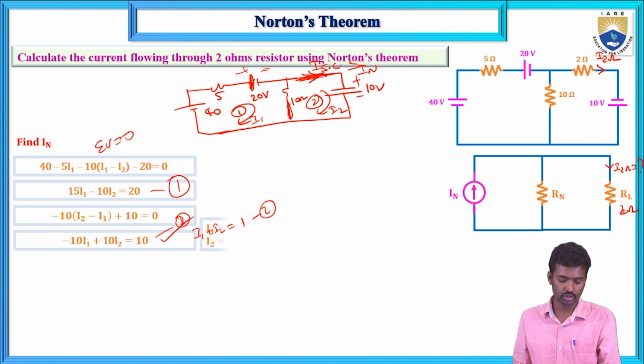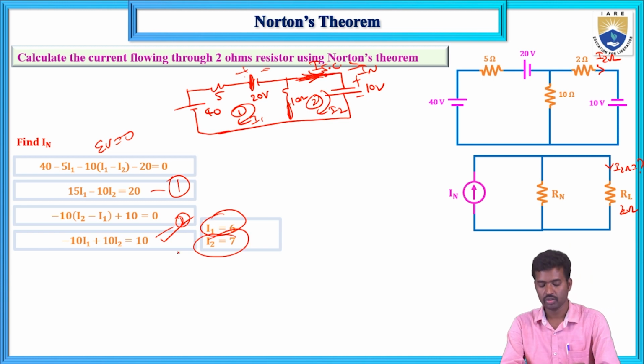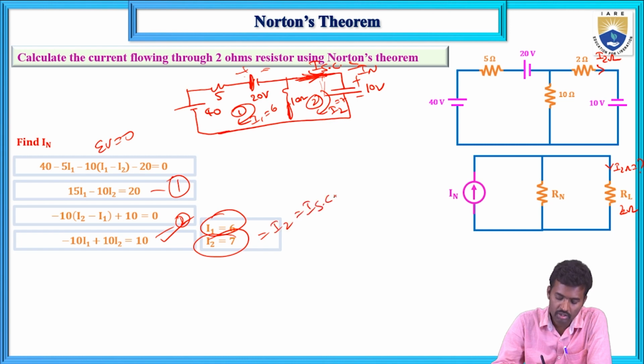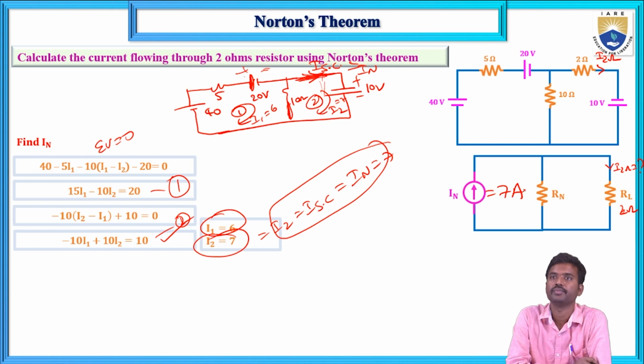Now if you solve these two equations, you will get I1 equals 6 and I2 equals 7. So I1 equals 6 means this current equals 6, and I2 equals 7. So what is the short circuit current here? This I2 current is the short circuit current. I2 equals I short circuit, ISC, that is the Norton's current, which equals 7. This Norton's current equals 7 amperes.